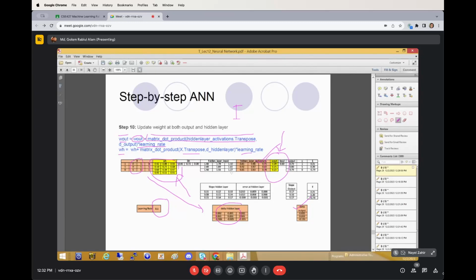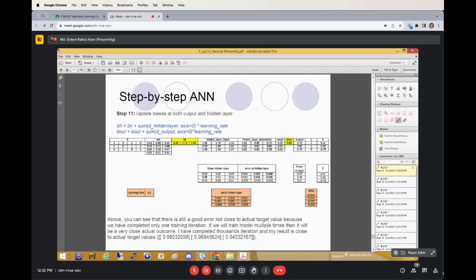Now one remaining thing is the updated bias of the hidden layer and bias of the output layer. Here is the equation: the sum of the delta hidden layer. We have to do the summation, multiply it with the learning rate, and add the previous BH. Then we will get the updated BH, the bias in the hidden layer.